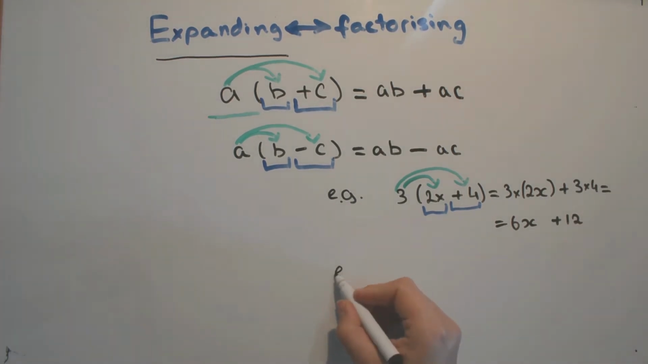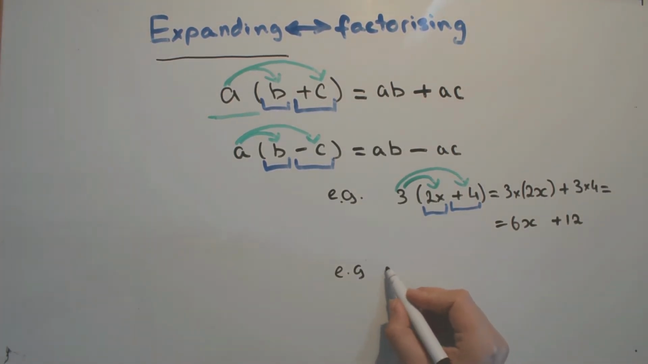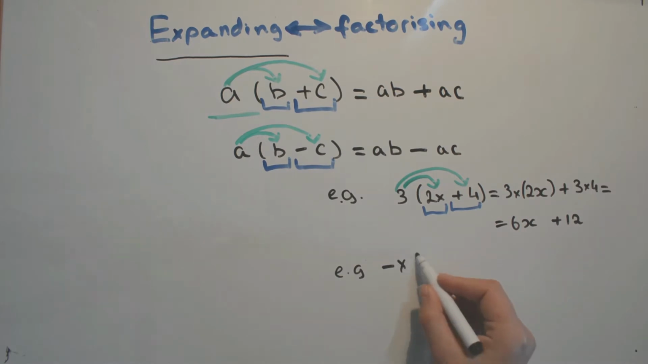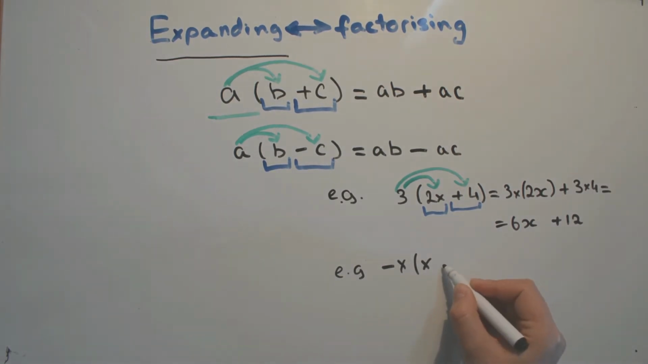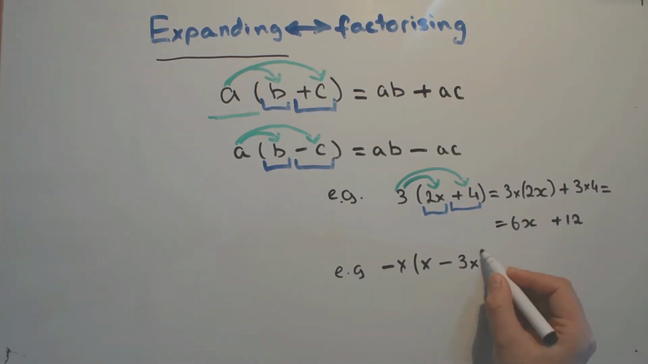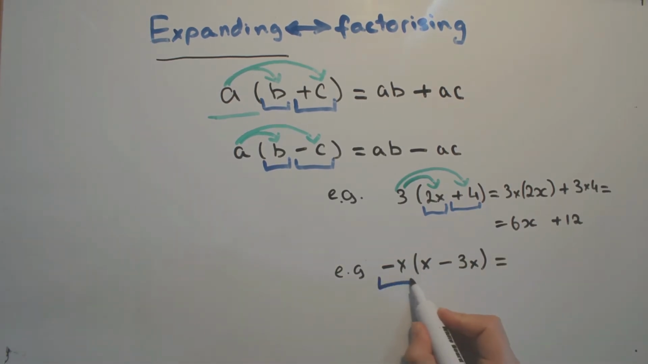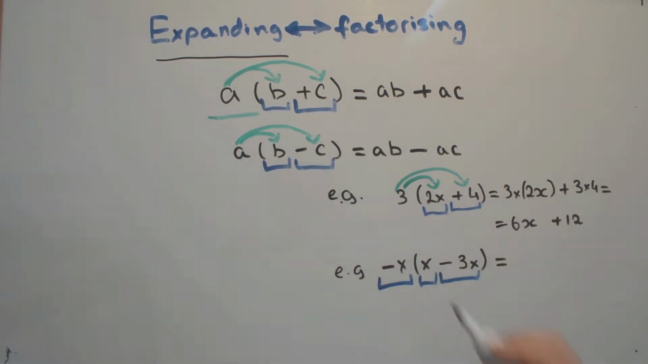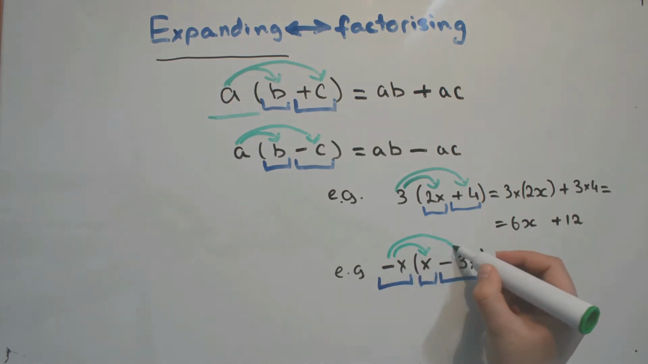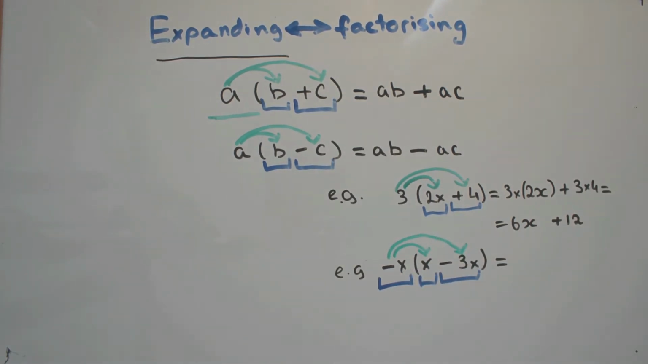The next example we will have with negative numbers, so let's say it's minus x and the brackets it's x minus 3x. This is where it's really important that you remember which parts you're timesing. So the blue shows which part, so it's minus x, x and minus 3x.